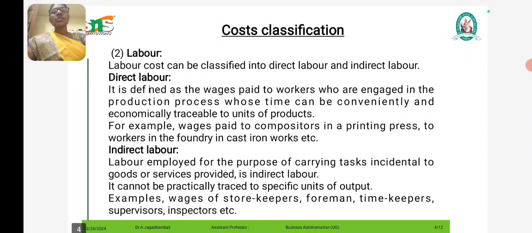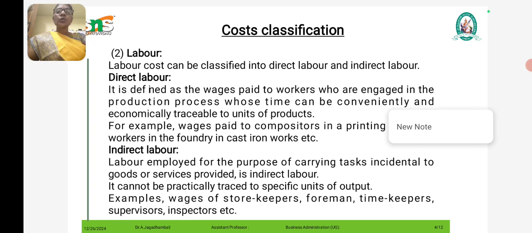Then the second cost classification: labor. Labor is classified into two categories: direct labor and indirect labor. Direct labor is wages paid to workers who are engaged in the production process. The time can be conveniently and economically traced to units of the products. For example, wages paid to compositors, printing workers, and workers in a foundry or cast iron works.